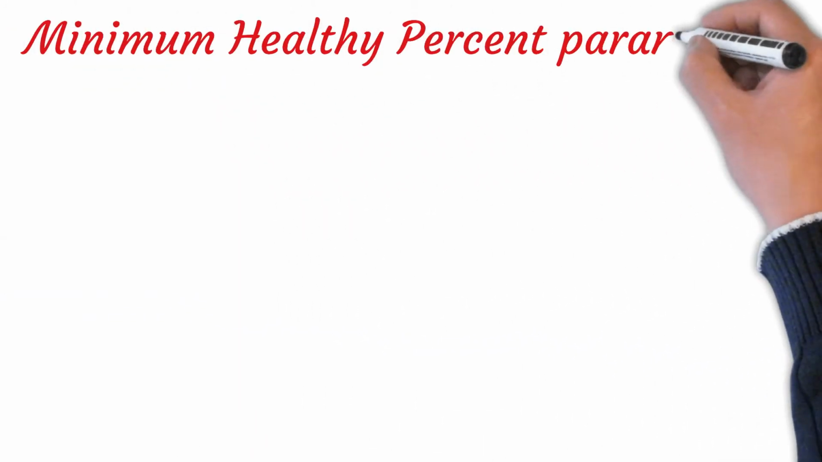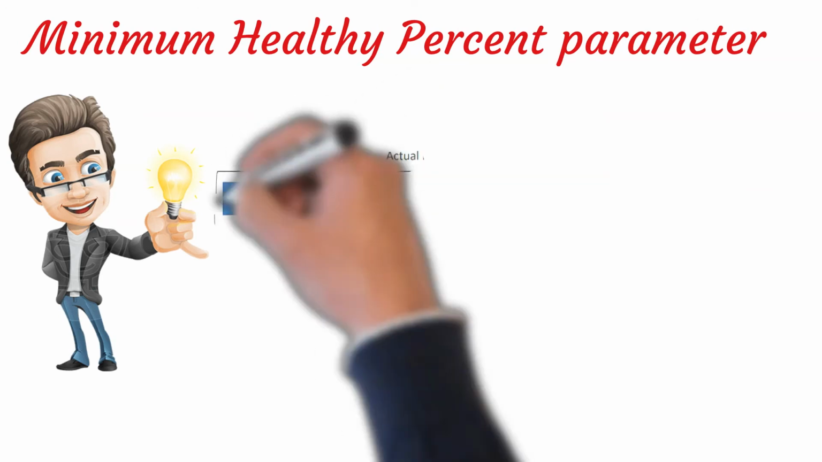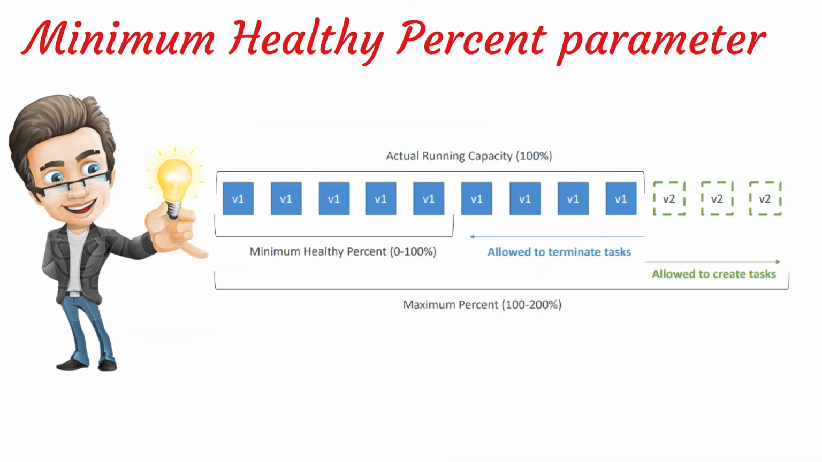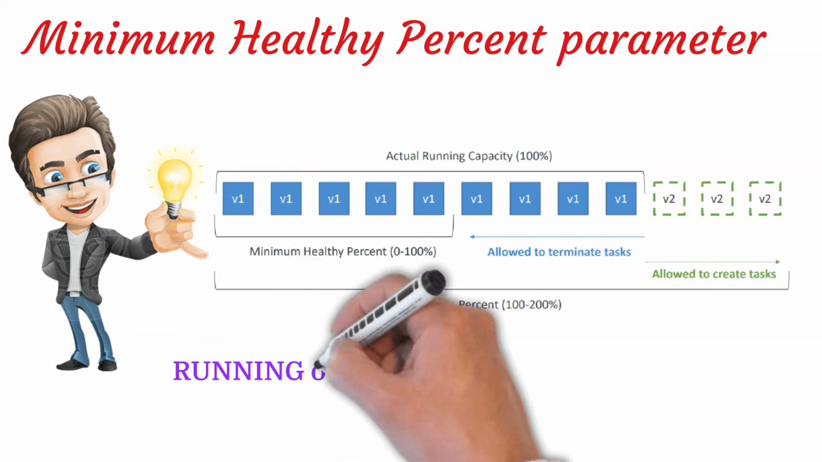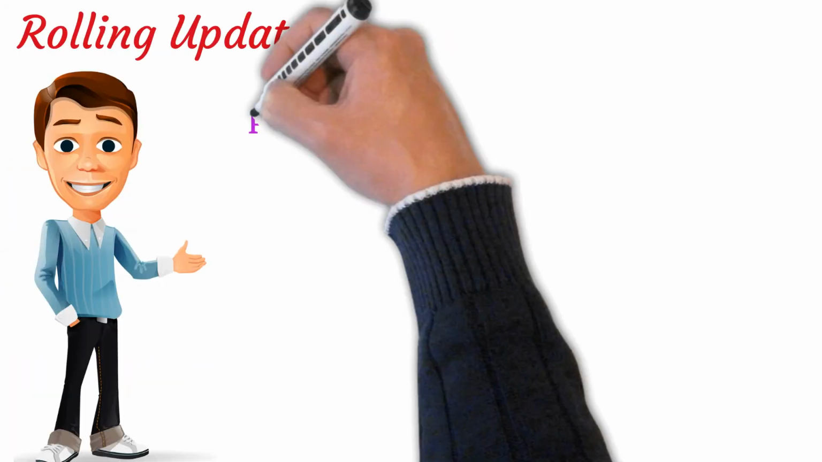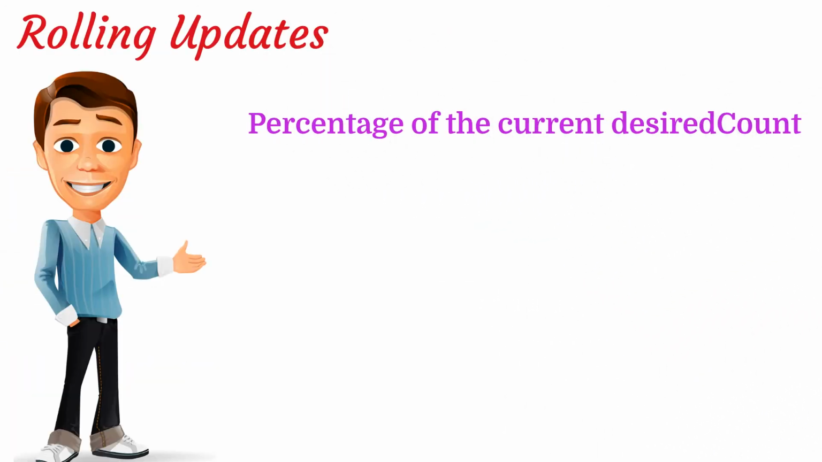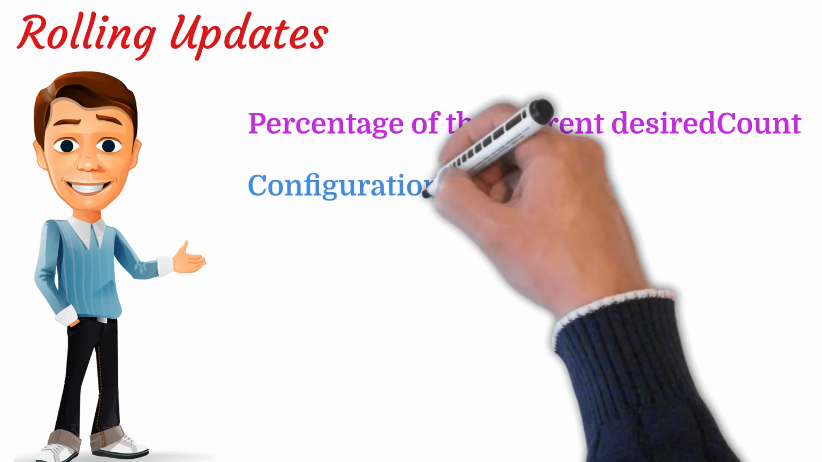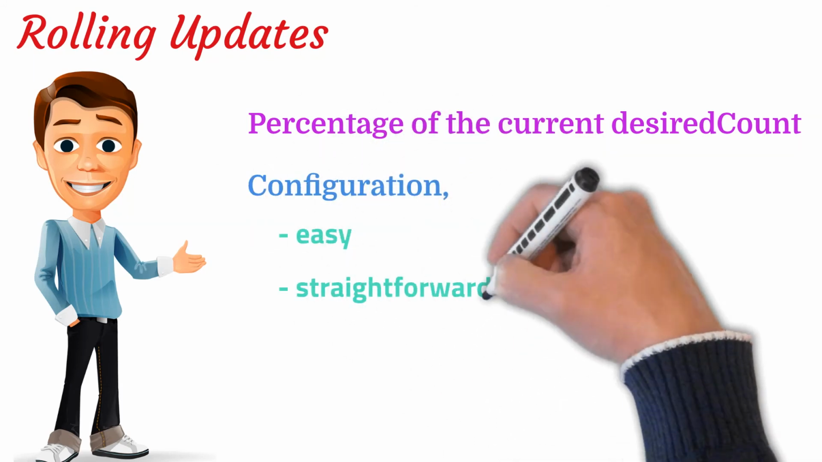Minimum healthy percent parameter indicates the percentage of tasks that must remain in running status, and maximum healthy percent parameter represents an upper limit on the number of your service's tasks that are allowed in the running or pending state during a deployment. Both values define a percentage of the current desired count. This configuration is easy and straightforward, and let us see a demo.